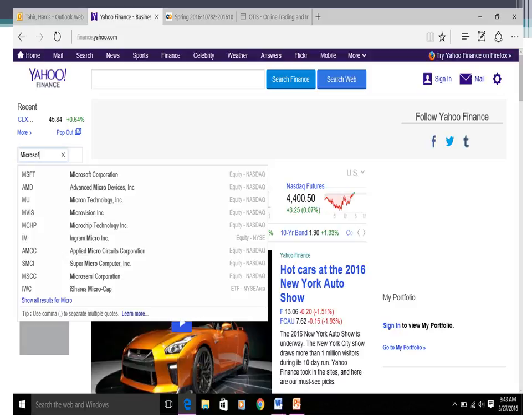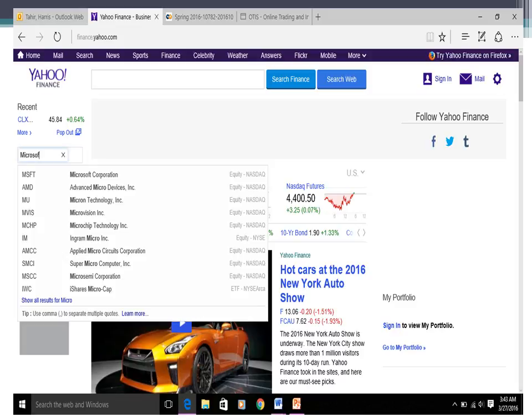Chapter 3 is common stocks. So in this video, I'll show you how to buy common stocks. Before you buy common stocks, you probably want to do some research related to common stocks. And one site that I recommend is Yahoo Finance. If you type in your web browser finance.yahoo.com, you will get to this screen.